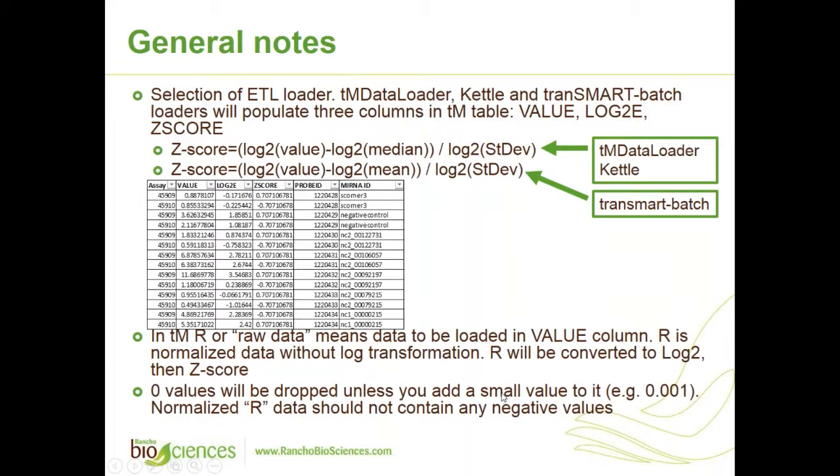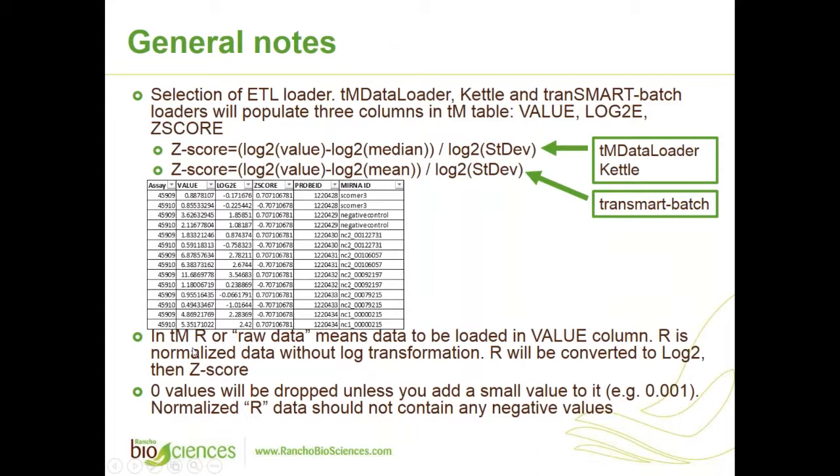Before you load data in tranSMART, you think about what kind of loader you're going to use. If you use TM data loader, Kettle, or tranSMART batch, all these three loaders will populate three columns in the tranSMART table. The columns are value, log2, and z-score. But keep in mind that these loaders have different algorithms for calculating z-scores. For example, TM data loader and Kettle use this formula with the median log2 value, and tranSMART batch uses the mean in the formula of the z-score.